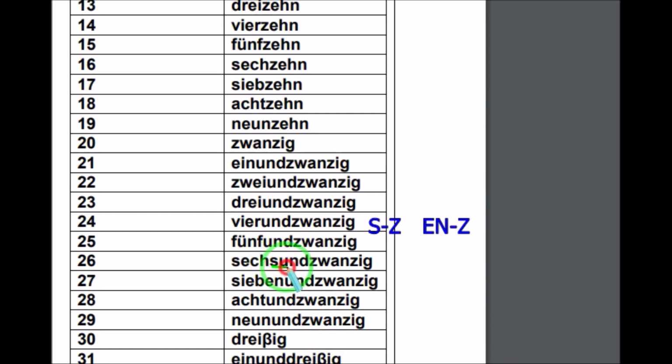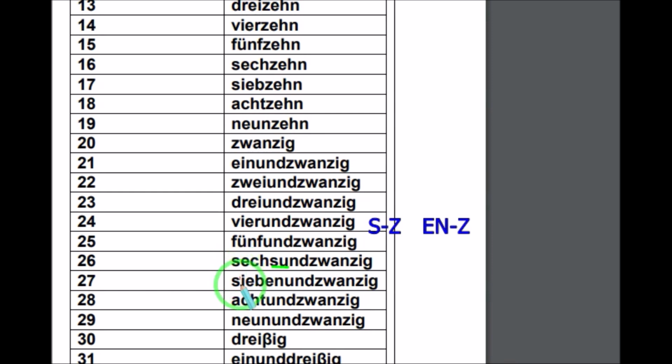S and U can be written together, because the rule says that only S and Z cannot be written together. That is why here the spelling of 6 is completely written. So sechs, then add und, and then zwanzig.